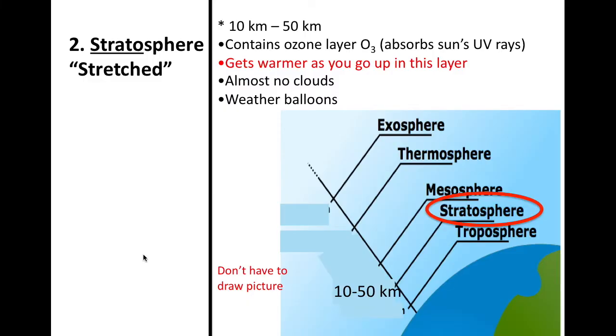The second layer, called the stratosphere, is located 10 to 50 kilometers away from the Earth, and this is 6 to 30 miles if you wish to convert to miles. This layer contains what we call the ozone layer, and the ozone layer is made of something called ozone, and that is made out of the element O3.